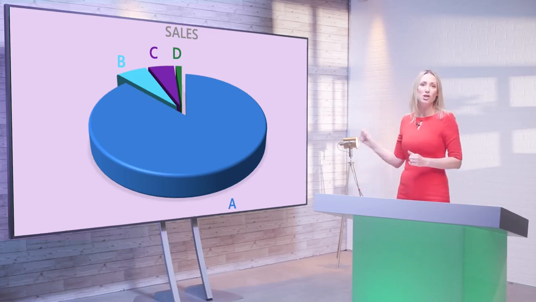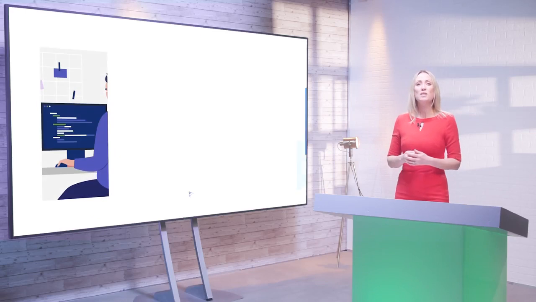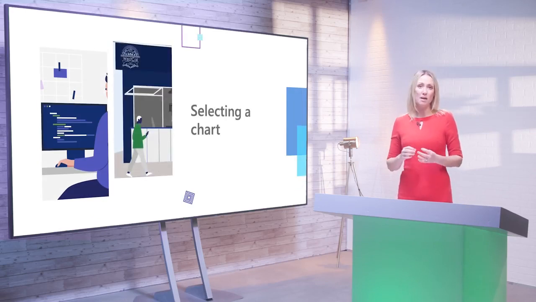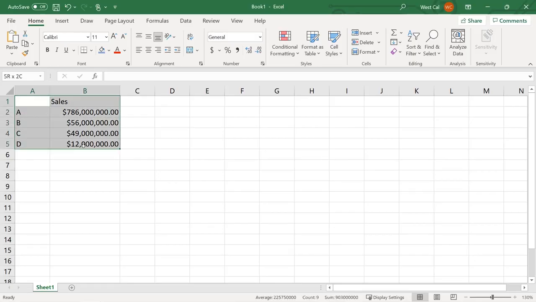The pie chart shows that Division A generates the most sales, while Division D generates the least. Thomas wants to present his sales data using columns, but he isn't sure if this will work. To create a chart, the first step is to select your data across the set of cells in your worksheet. Remember to include the row or column header.